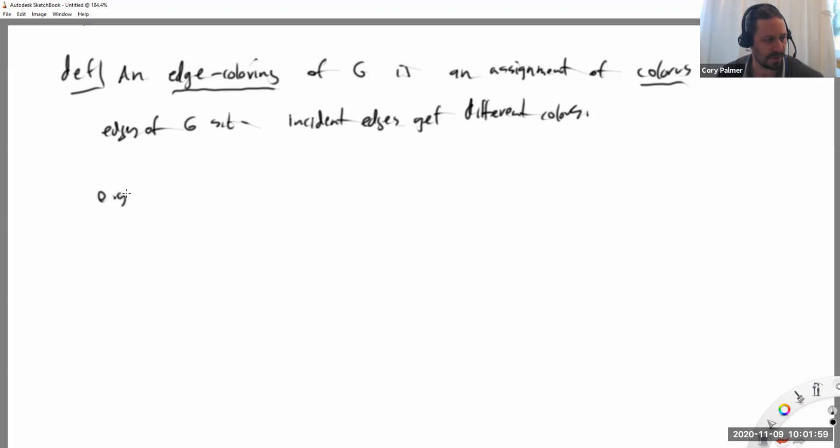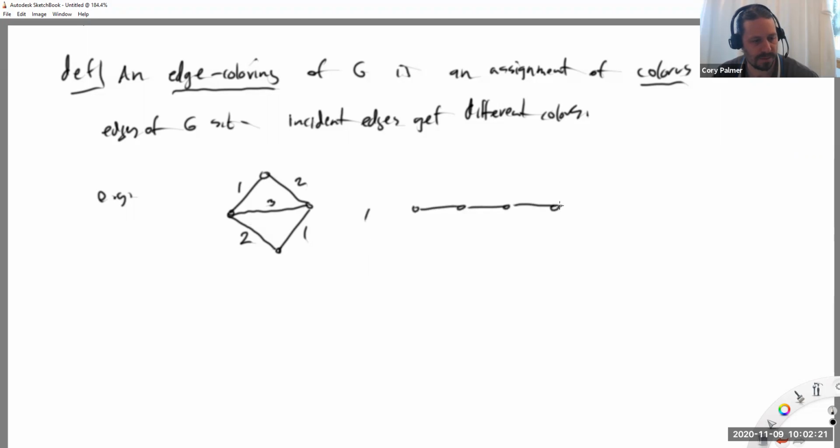Okay, so just maybe a couple simple examples here. So you have like a 4 cycle with another edge here. If I want to give an edge coloring of this, I can color this 1 and 2, but this cross edge here can't be 1 or 2 because the edge sees both colors 1 and 2. So say 3. This could be 2 again, and this could be 1 again. Or you can color a path. 1, 2, 1, 2.